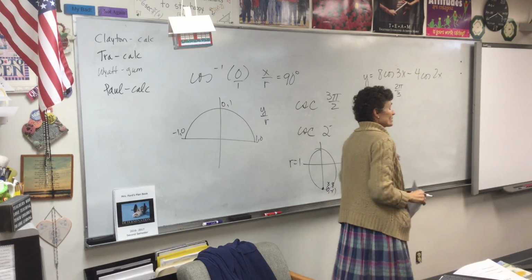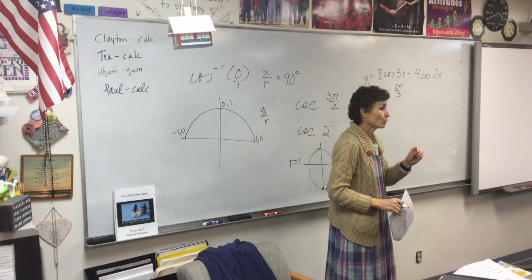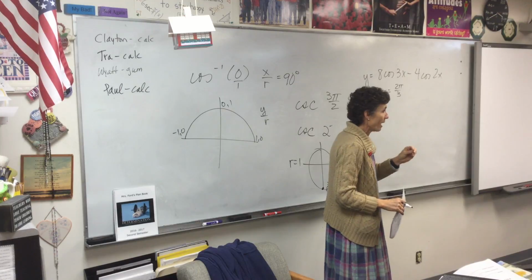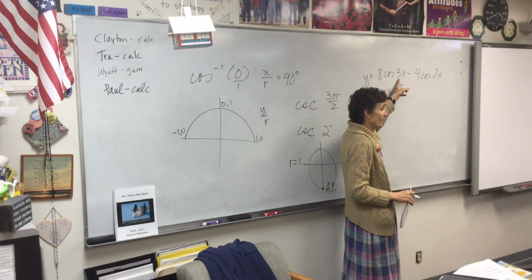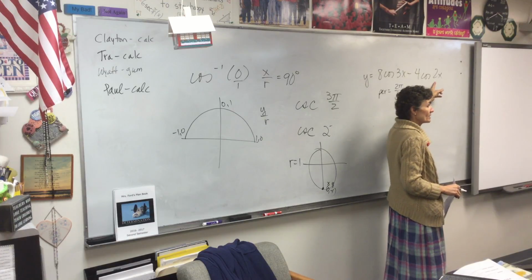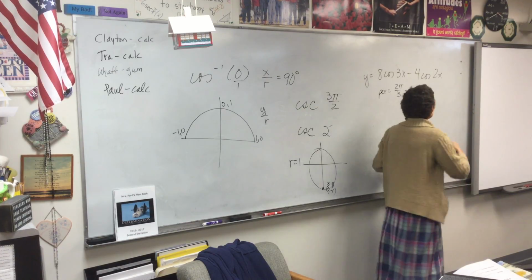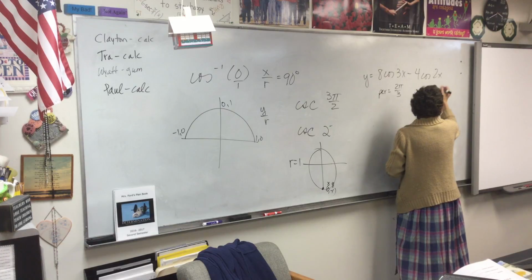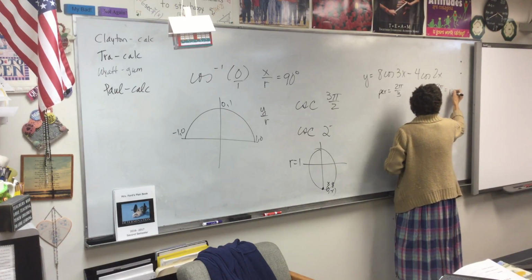I'm going to say this one more time. The period of a sine or cosine is always 2 pi divided by the coefficient on x. So this one is pi.